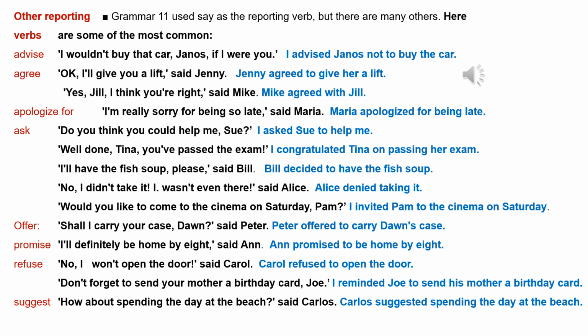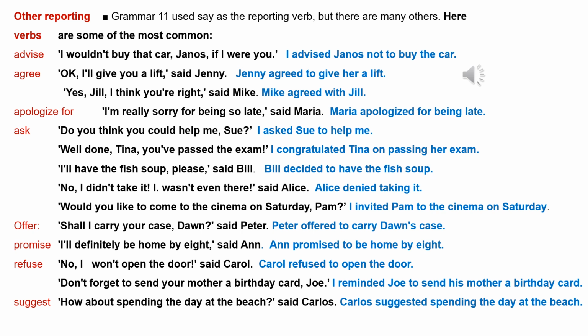Decide: "I'll have the fish soup, please," said Bill. Bill decided to have the fish soup. Deny: "No, I didn't take it. I wasn't even there," said Alice. Alice denied taking it. Invite: "Would you like to come to the cinema on Saturday, Pam?" I invited Pam to the cinema on Saturday.